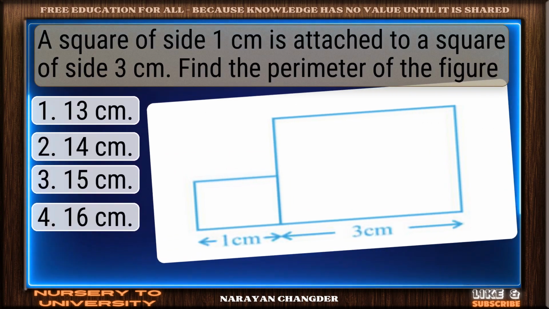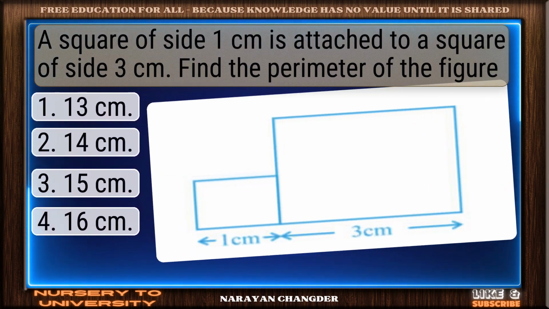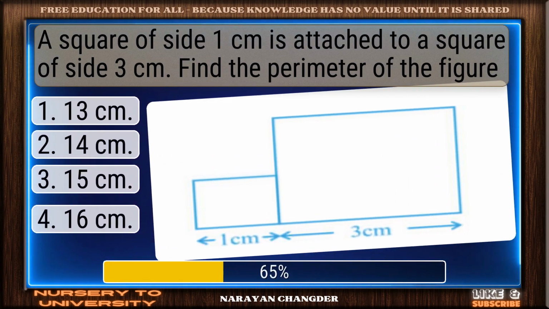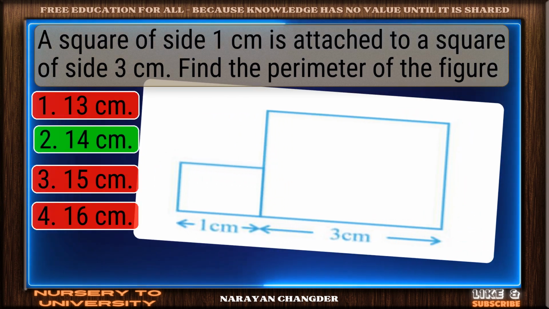A square of side 1 cm is attached to a square of side 3 cm. Find the perimeter of the figure. Perfect. 14 cm is the correct choice.